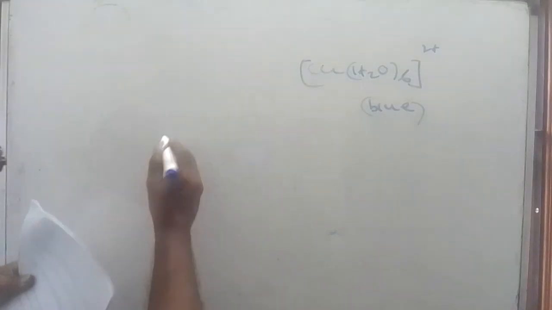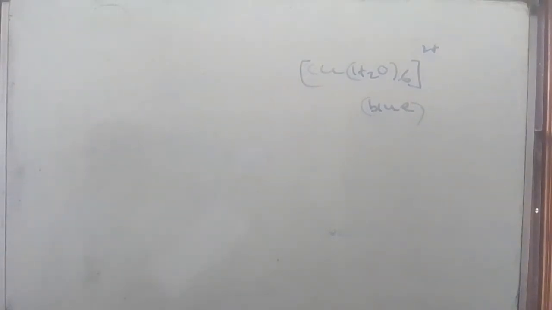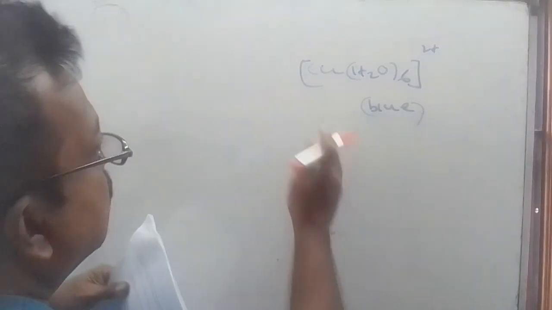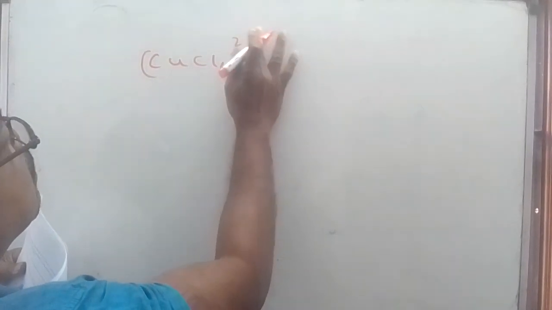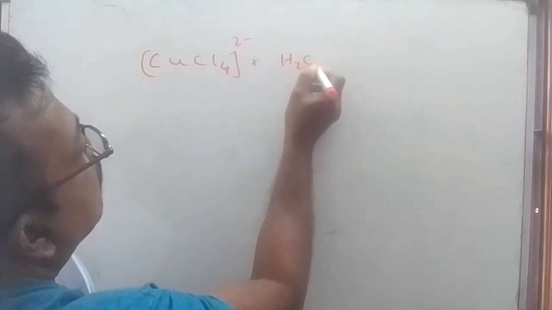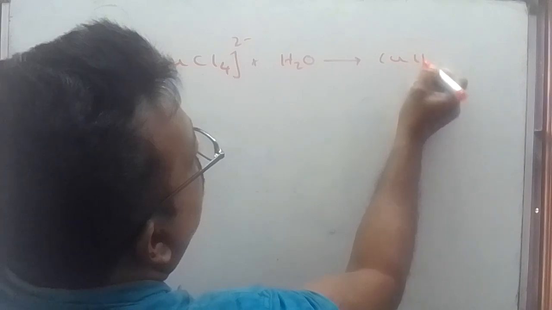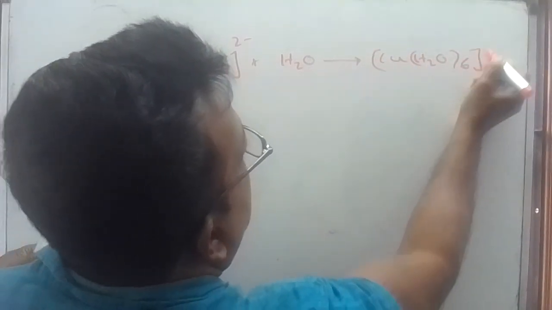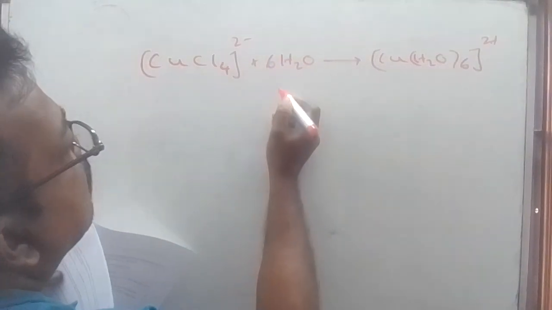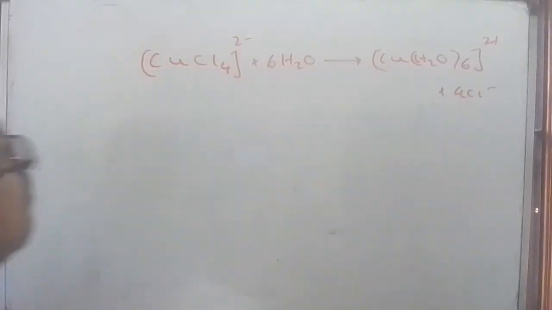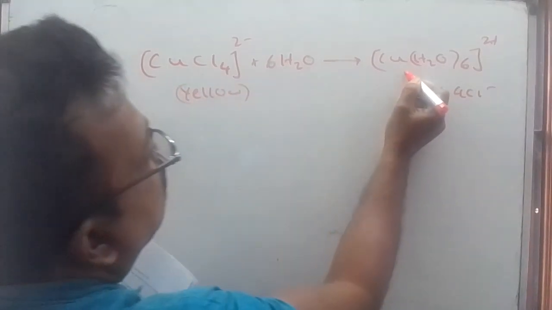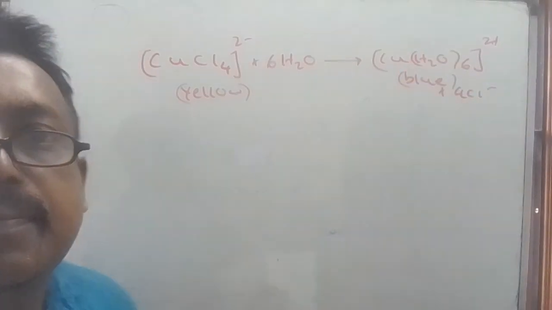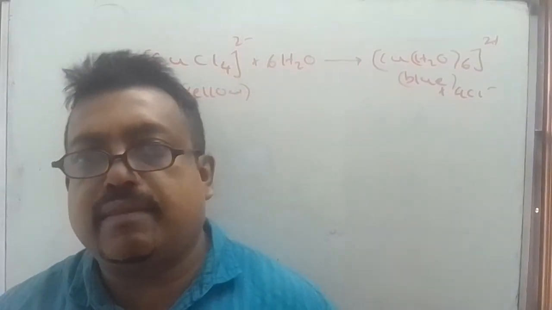Right? So this is the equation: CuCl4 2 minus plus water gives Cu(H2O)6 2 plus. You can put here 6 and 4Cl minus. This is yellow and this is blue. This is the expected answer.